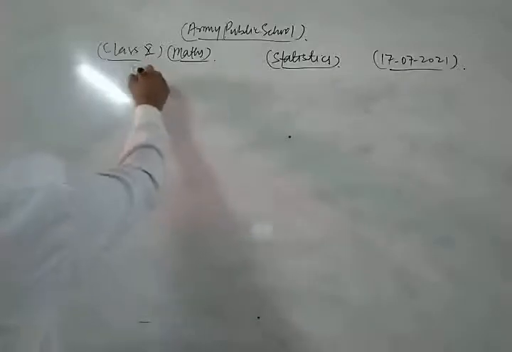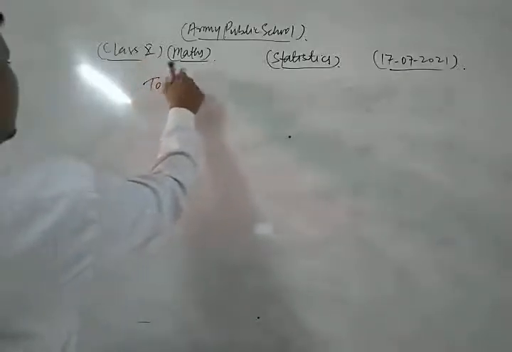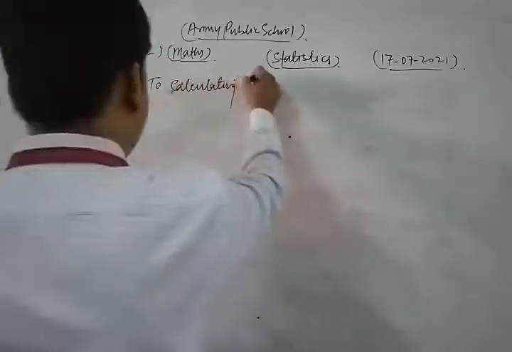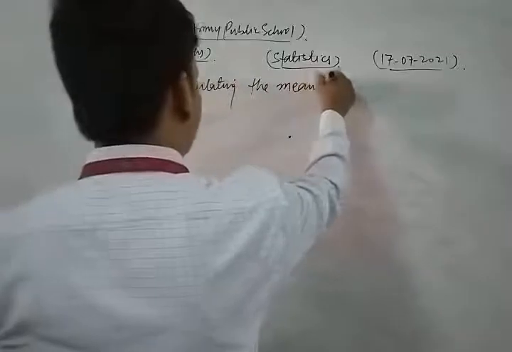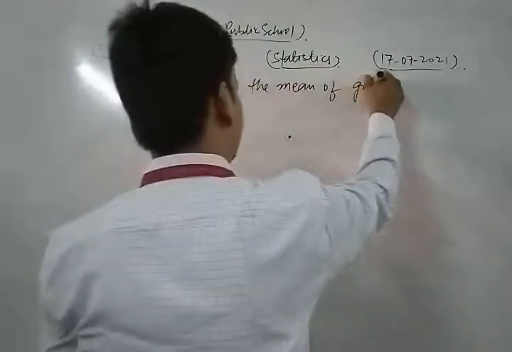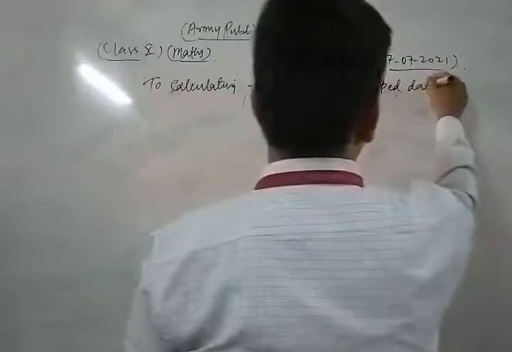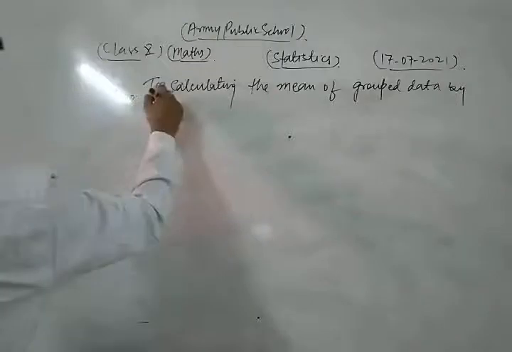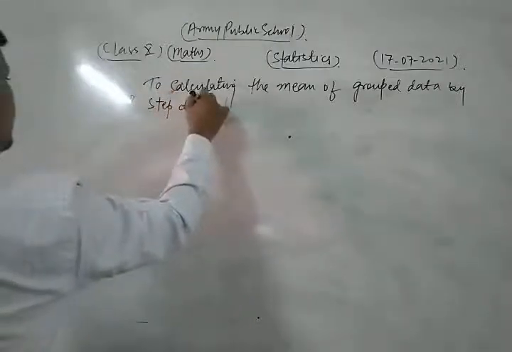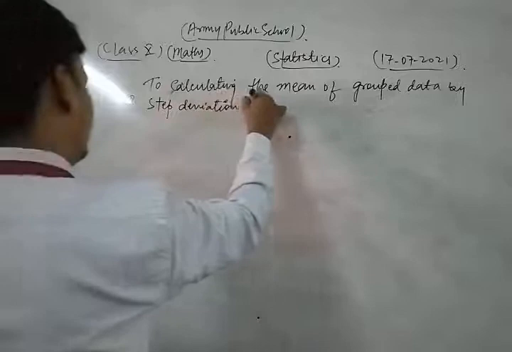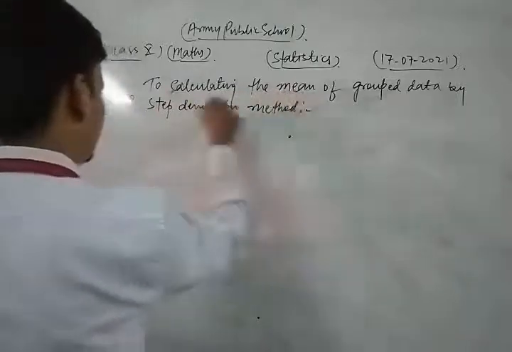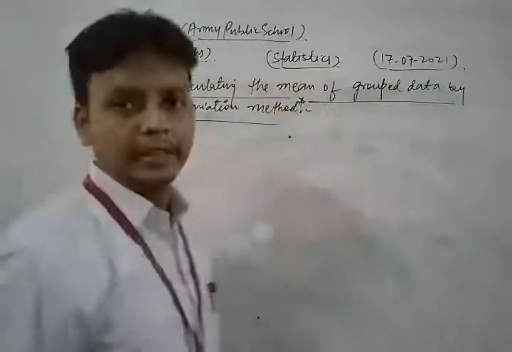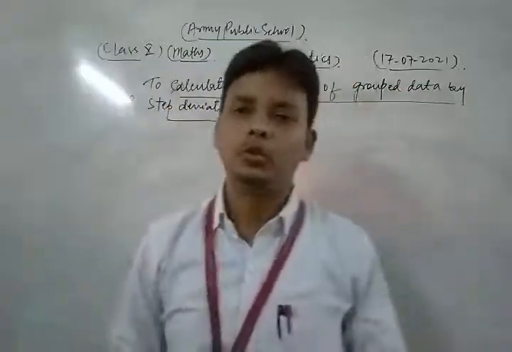Now we are going to calculate the mean of grouped data by the step deviation method. This is another method, the last method for finding the mean of grouped data.